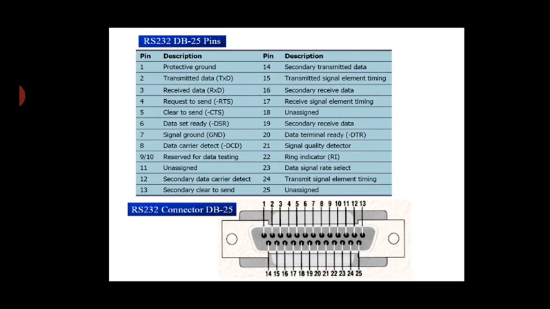The next one I'll go with is the 20th pin, data terminal ready, DTR, and 22 is the ring indicator. These are the basic signal operations. We will see how the operations are performed and what the significance of these bits is.